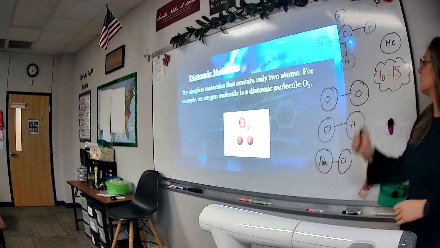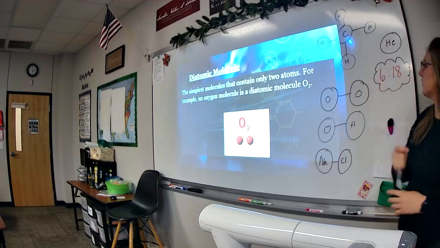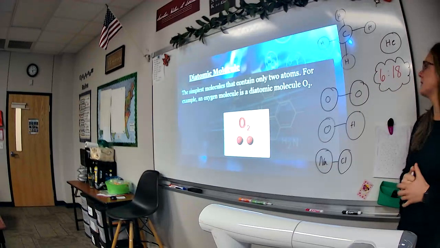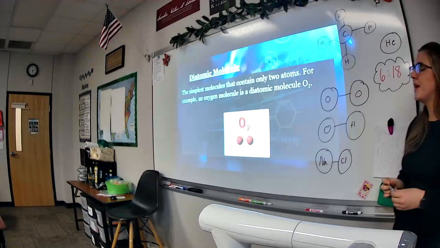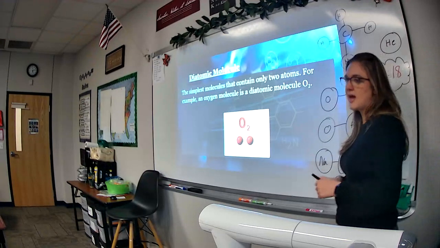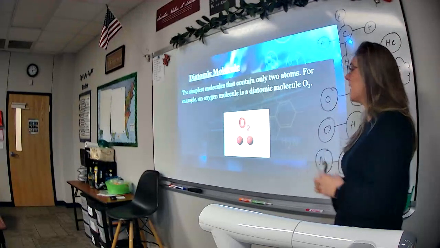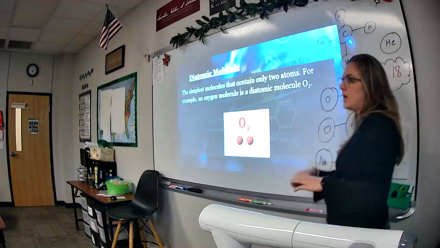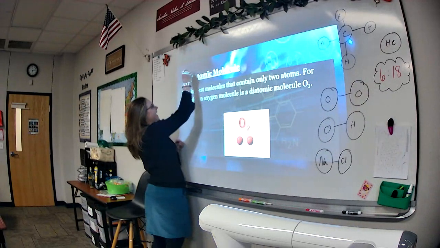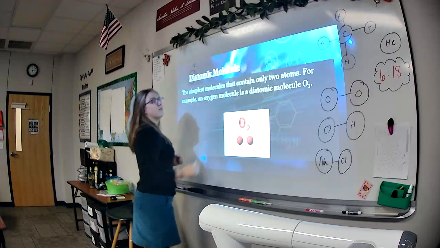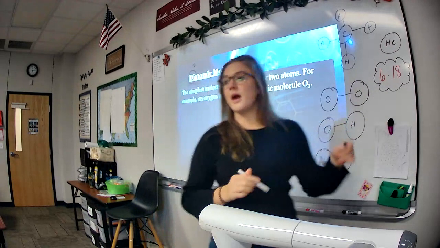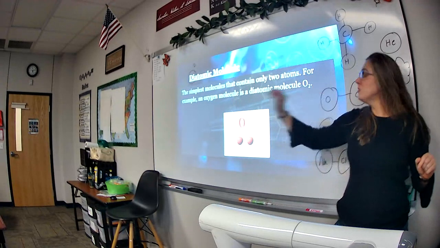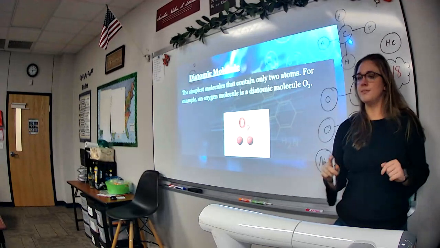A diatomic, the simplest molecules that contain only two atoms. For example, an oxygen molecule, oxygen gas, is actually O2, two oxygens bonded together. It is a diatomic molecule because it is O2. If you remember, we talked about bi in binomial nomenclature, how it means two, like a two-name naming system. The di in diatomic also means two. So it's a two-atom molecule.